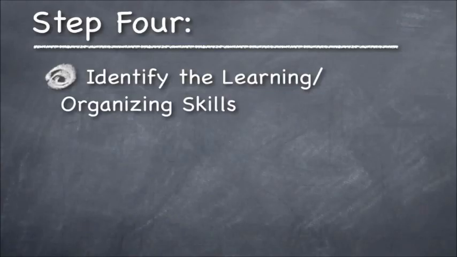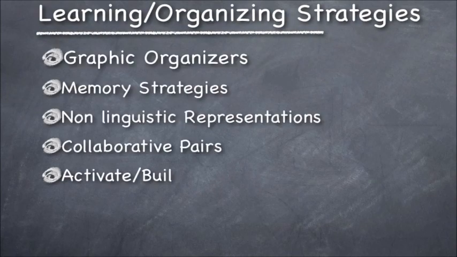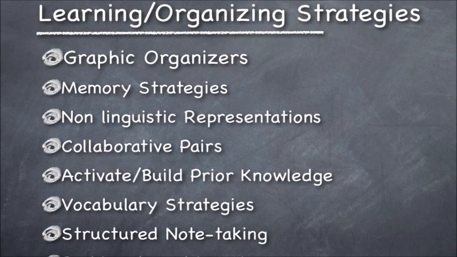Now remember, figuring out assimilation was the hardest part. Once you do that, your thinking skills become a lot more obvious. And then once you've identified your thinking skills, you have to figure out, okay, what kind of content, what kind of learning strategies will my students need in order to be able to develop that thinking skill about this particular topic. So I look at learning and organizing strategies. And some learning and organizing strategies I might choose are graphic organizers or memory strategies, non-linguistic representations, and so forth and so on. You have the list there on your screen. But there are more.